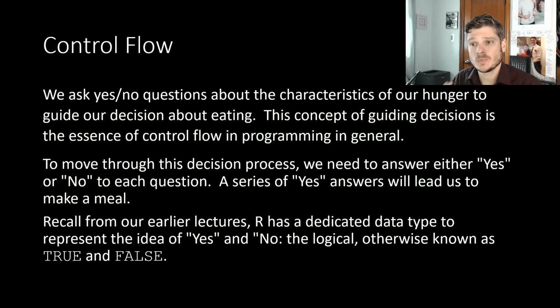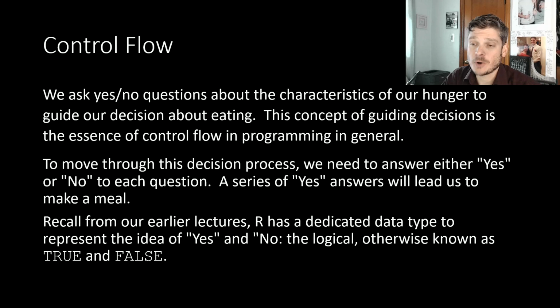And so the idea is that we ask yes-no questions about different characteristics. In this case, we're asking yes-no questions about the characteristics of my hunger that guide my decision about what I should choose to eat. Now, this concept of guiding decisions is really what control flow means. We answer yes or no questions that will lead us to different conclusions.